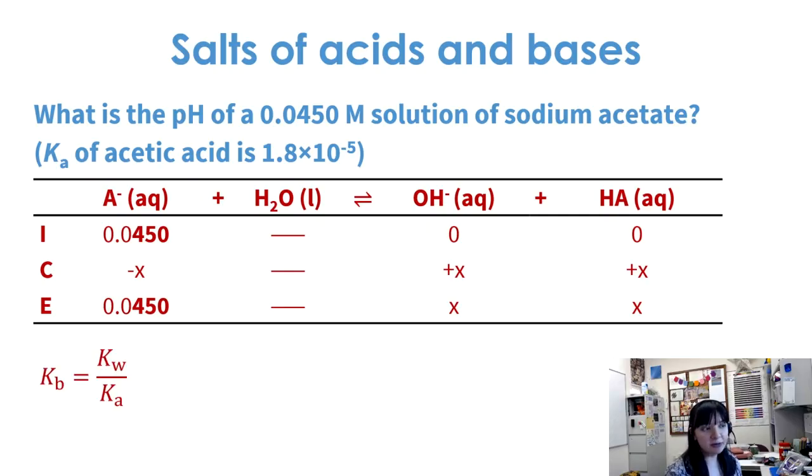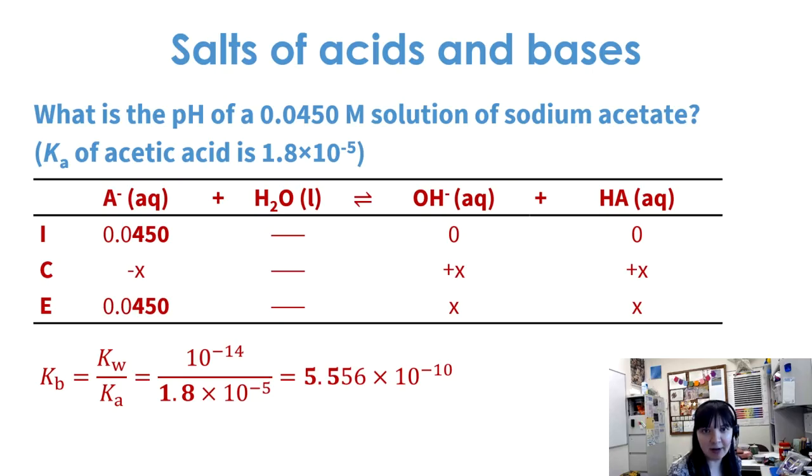Instead, I need to solve for the Kb first. So as we saw previously, the Kb of a weak base, or the conjugate base of a weak acid, is related to the Ka of the acid by Kw, or the autoionization constant of water. Specifically, I can calculate Kb as Kw divided by Ka. Kw is a constant, 10 to the minus 14. Ka we're given, and so we can solve that Kb for this reaction is about 5.6 times 10 to the minus 10.